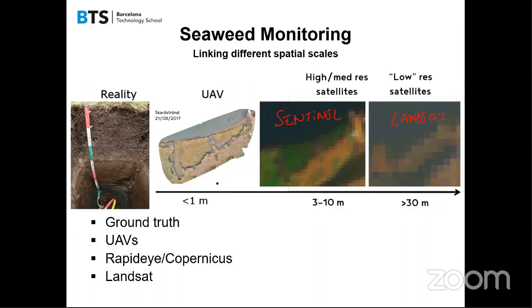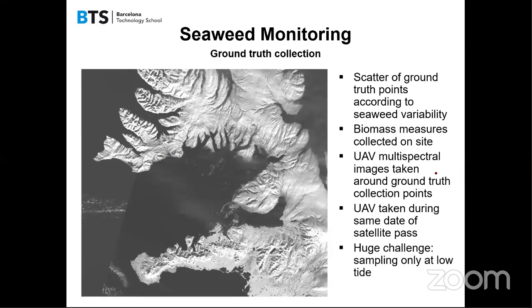So the idea was to actually link all together through ground truth, so we'll know precisely at this point what type of seaweed there is, the amount of biomass, and that will be the same here, and this will be the same here. So we could actually create a model to do upscaling techniques and subpixel classification. This was a very challenging task due to the type of dataset that we have.